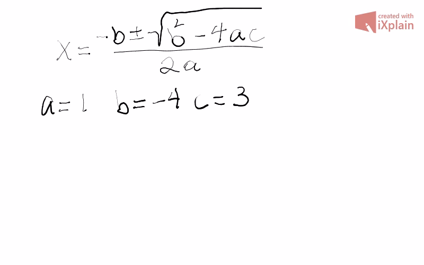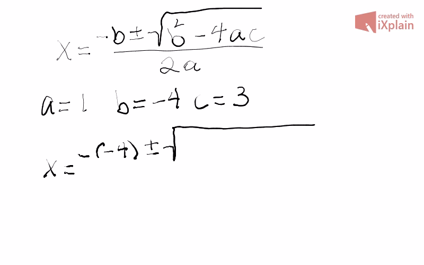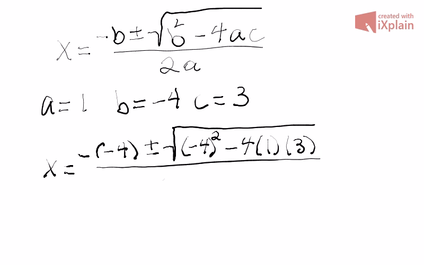So we're going to take those and plug those in. Again, I'm going to use parentheses to make sure we handle all of the changes in sign. So first we have negative of negative 4, which was the b, plus or minus the square root of b squared, which is going to be negative 4 squared, and the negative 4 goes inside the parentheses, so when we square that, we're going to get a positive 16. And then we have minus 4 times the a, which was 1, times the c, which was 3, and all divided by 2 times the a, which was 1.